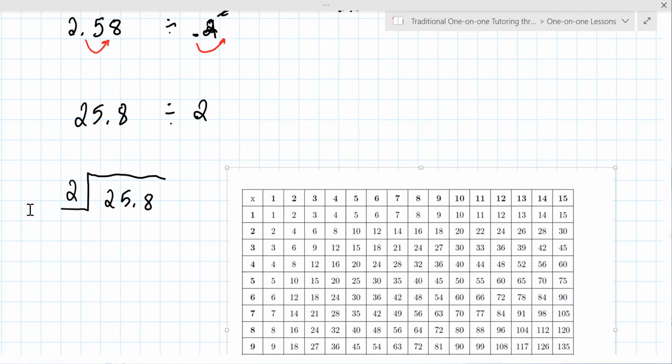So 2 doesn't go into 2, right? Yeah, 2 goes into 2 though, it goes in one time.